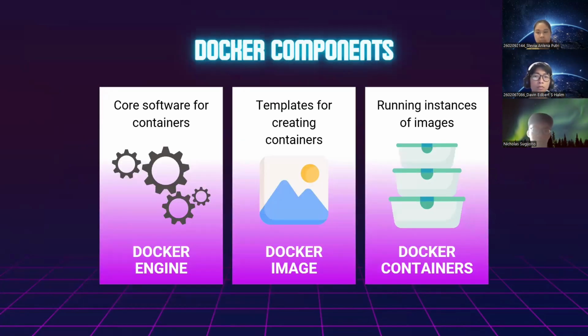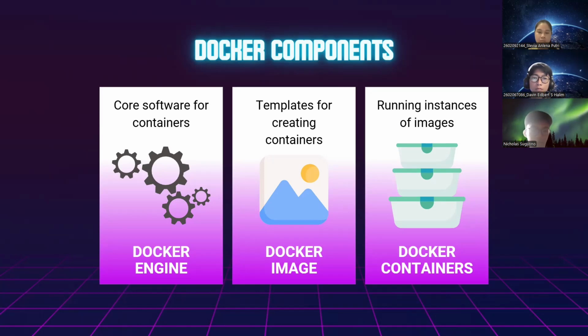Okay, now there are the Docker components. Docker has a modular structure with several critical components, each playing a specific role in the containerization ecosystem. Let's get into it. The first one is the Docker Engine. This is the core of Docker, responsible for creating, managing, and running containers. It includes the Docker daemon, which performs backend tasks like building images, running containers, and managing system resources. The engine ensures smooth communication between the Docker client and the host system.